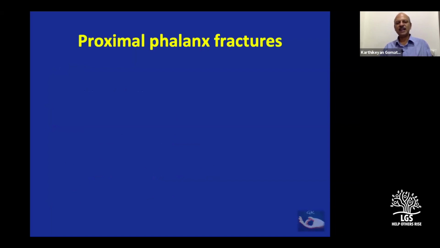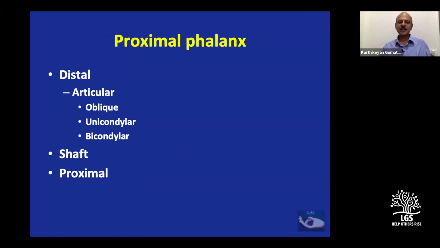So now we have finished the management of the metacarpal fractures. We need to remember the indications for open reduction mainly. Now proximal phalangeal fractures, we can divide it into distal fractures, shaft fractures and proximal fractures. Distal fractures can be articular. Usually distal fractures are articular. We can have an oblique fracture, unicondylar or bicondylar.